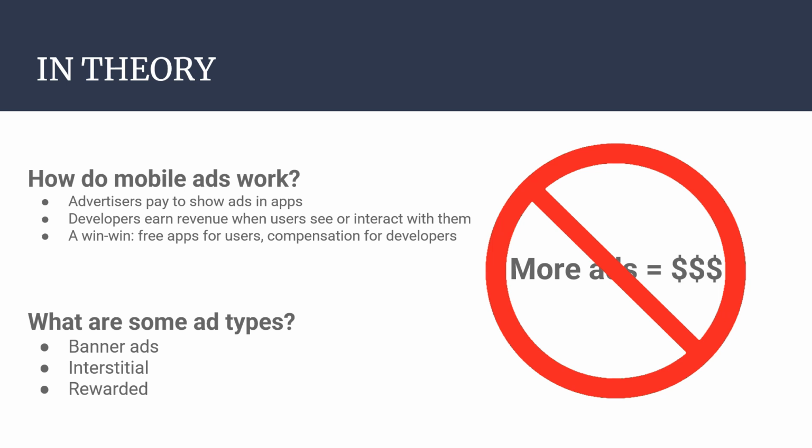Now, what are some types of ads that you can show? Google offers ad formats like banner ads, interstitial ads, and rewarded ads, which can be a type of banner or interstitial ad. And these ones offer users rewards in exchange for interaction. A typical use case for this would be to view an ad and earn coins and then spend those coins to unlock some sort of premium feature on the website.